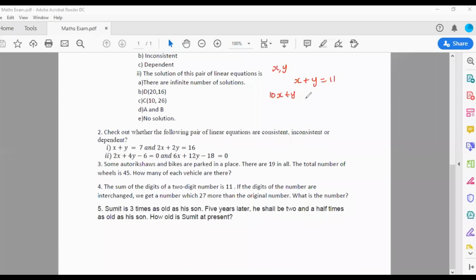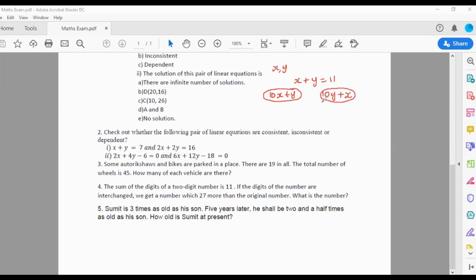This is the original number, and the reverse, what will be the reverse? The interchange means you want to interchange the digit in the tens place and the ones place: 10y plus x. Okay, so which is larger here, 10x plus y, the original number, or the interchanged number?